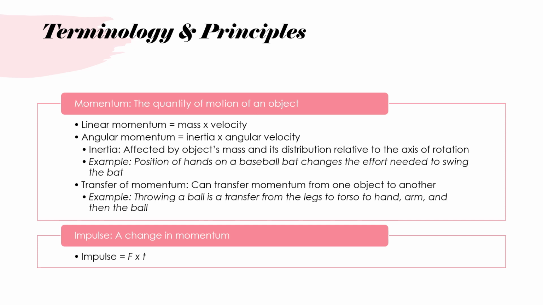An example of impulse can be seen in the action of kicking a soccer ball. When a player kicks a stationary ball, they apply a force to the ball over a short period of time, resulting in a change in the ball's momentum. The force applied over the short time interval results in a change in the ball's momentum.